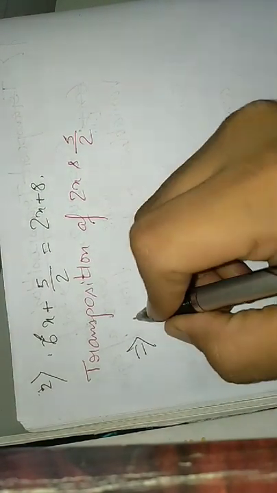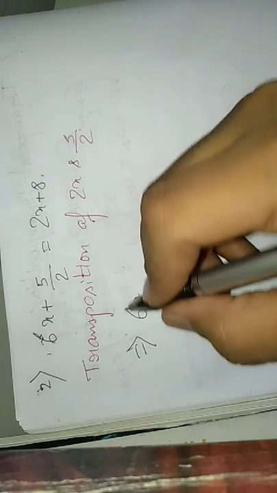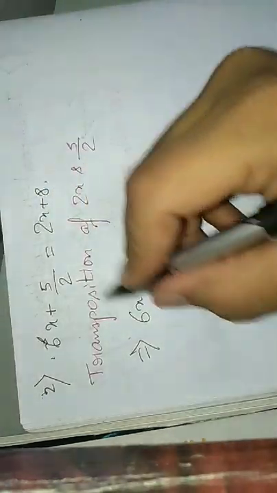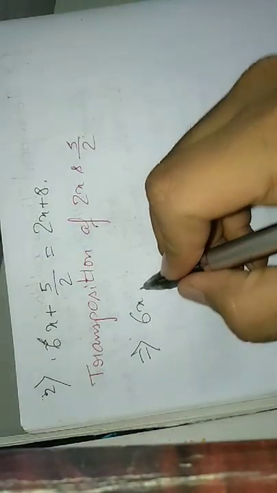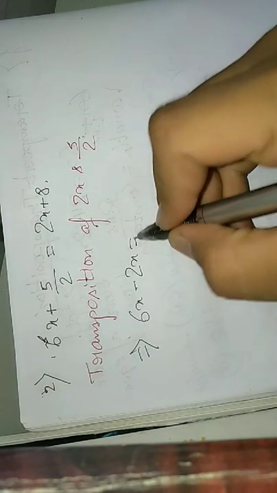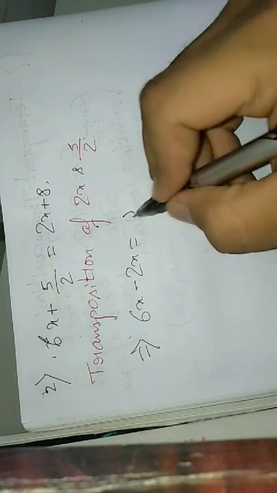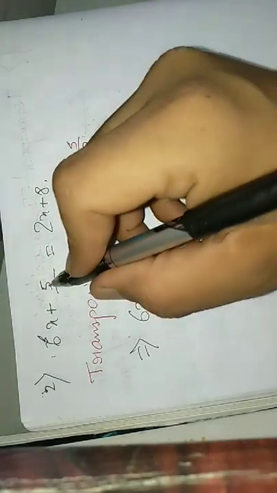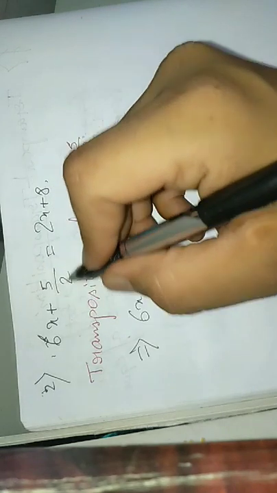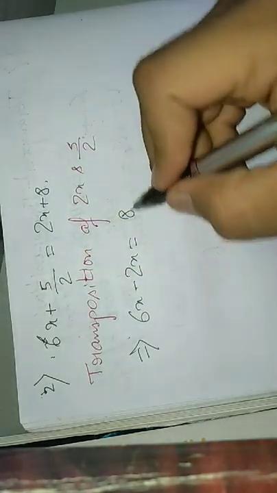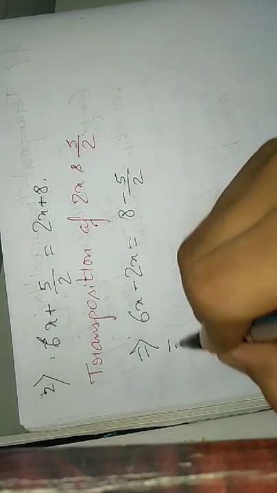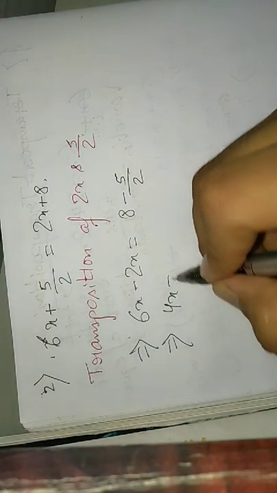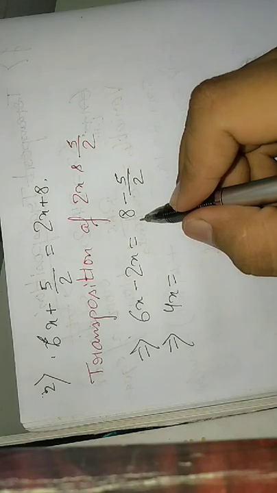So whenever this is happening, 6x is okay because this is a variable on the left hand side. 2x will be coming on this side, right? Transposition of 2x. So this is plus 2x, it will become minus 2x, which is equal to 8 that was already here. This is a constant on the right hand side, no issues with it. This was a constant on the left hand side, so we'll bring it on this side. So plus 5 by 2 will become minus 5 by 2. So this becomes 4x is equal to 8 minus 5 by 2.